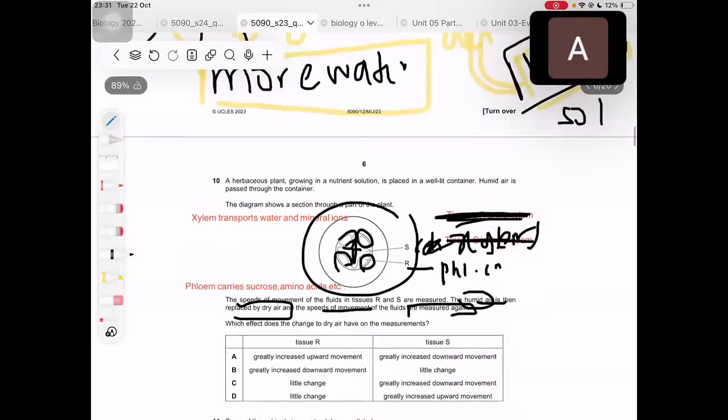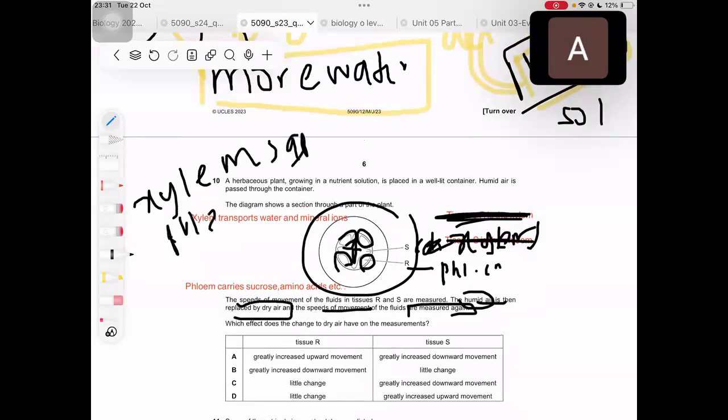All right, now you know what is inside the xylem? Xylem sap. What is inside the phloem? Phloem sap, right? Xylem transports water and minerals. What does phloem transport? Sucrose, amino acids, the nutrients, right?